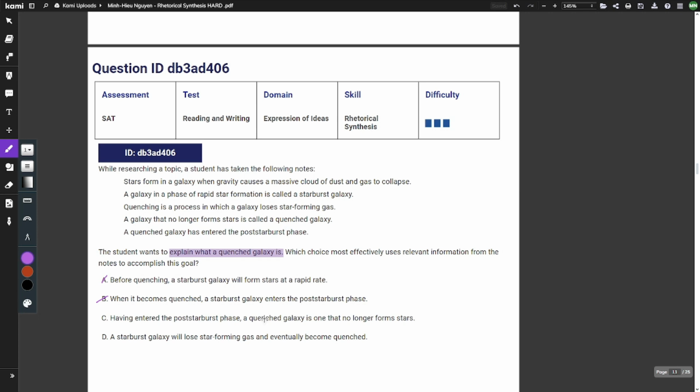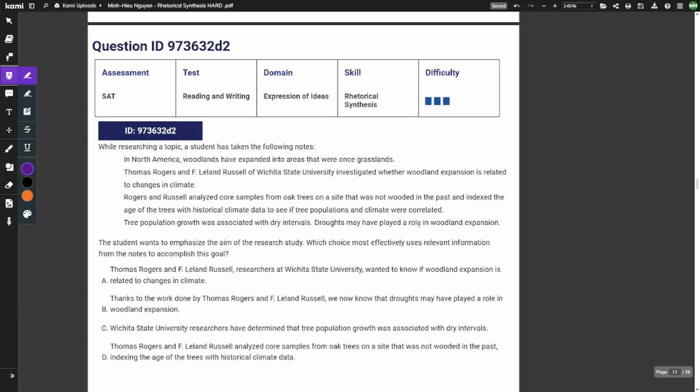C. Having entered the post-starburst phase, a quenched galaxy is one that no longer forms stars. Well, there you go. It just said what a quenched galaxy is. One that no longer forms stars. So C is our answer. And then D, a starburst galaxy will lose star-forming gas and eventually become quenched. So this talks about how a galaxy becomes quenched, but it doesn't say what a quenched galaxy is. So C is going to be our answer because it says what a quenched galaxy is, one that no longer forms stars.